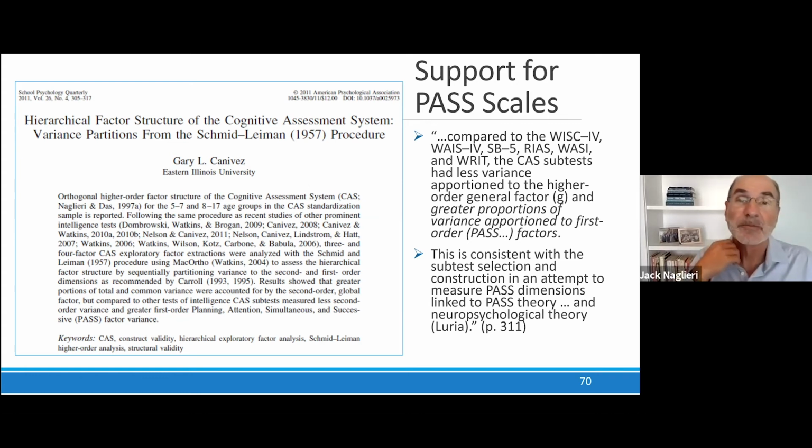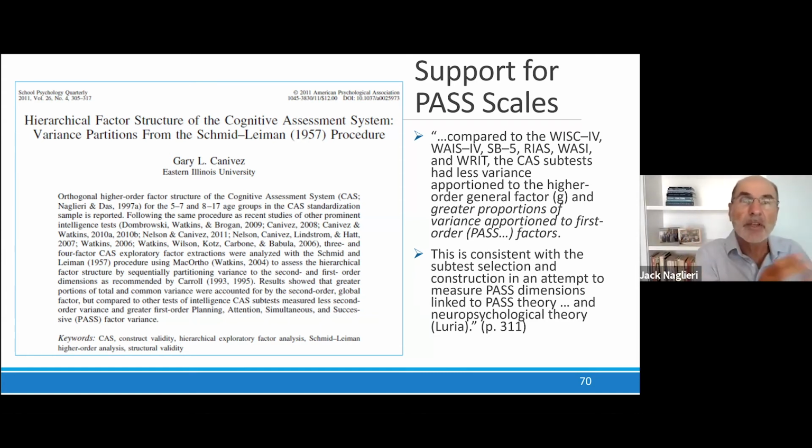I took a risk. I gave Gary Canivez, somebody who I've known for decades now, my CAS standardization data, and I said to him, Gary, I just want to know what is. Just do what you do and tell me. And I'll accept whatever you find. And he did. And it's not the same. Why isn't it the same?